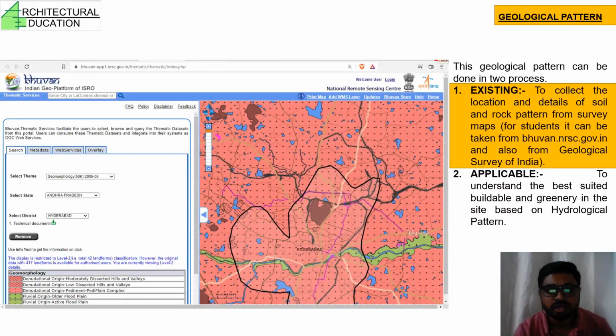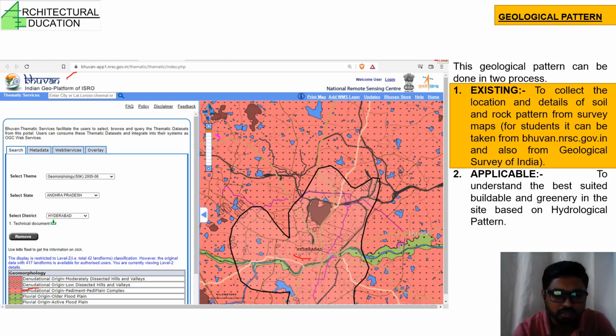Now let us start with an existing site. If you go to the website Bhuvan, as I already said, you can find these areas. You can see Hussain Sagar, or this is the map of Hyderabad. You can see Tangband over here, and then there is a water body, Musi River over here. You can also see what kind of soil is over here.